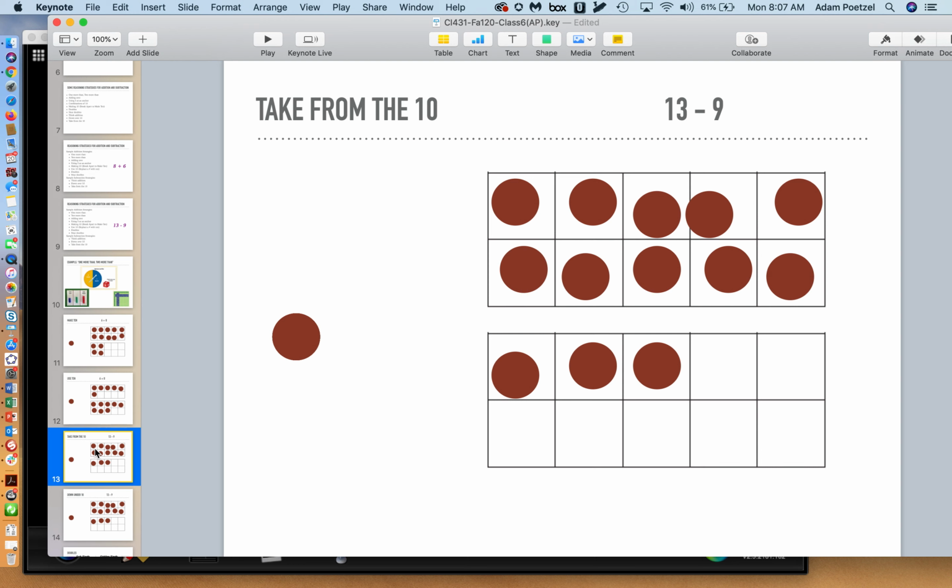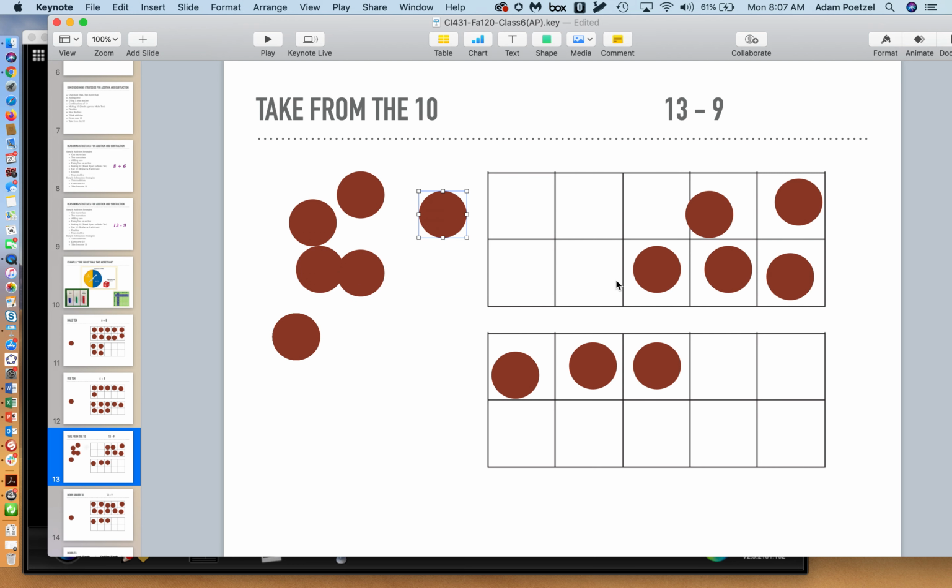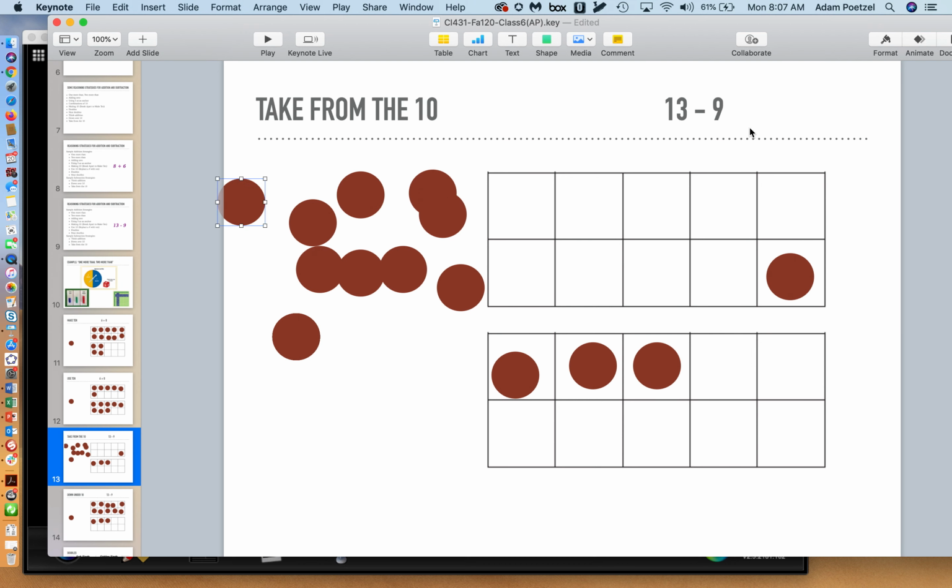Same thing with subtraction. Some of the things that were new, like take from the 10, 13 minus 9. If you remember, we broke down the 13 to 10 and 3, and it literally just looks like this. Well, I could take away 9: 7, 8, 9. And I've done my subtraction, so the answer is just what's left. The answer would be 4.